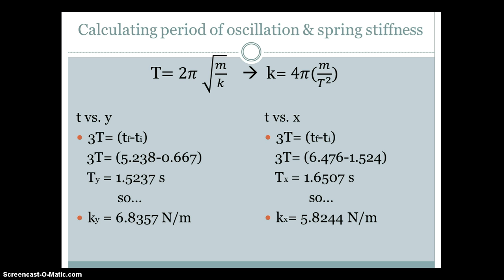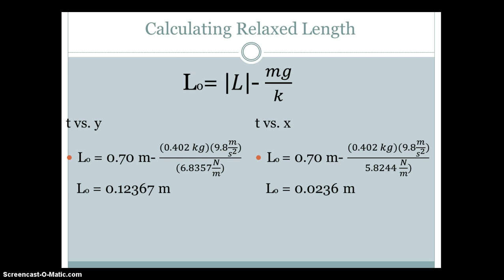Plugging this in, we estimate the spring constant in the y direction, ky, to be 6.8357 newtons per meter. Now we can use the observation of static equilibrium to find the relaxed length of the spring. We do this by using the equation you see here and following the steps you see here as well. We find that the relaxed length in the y direction is 0.12367 meters.